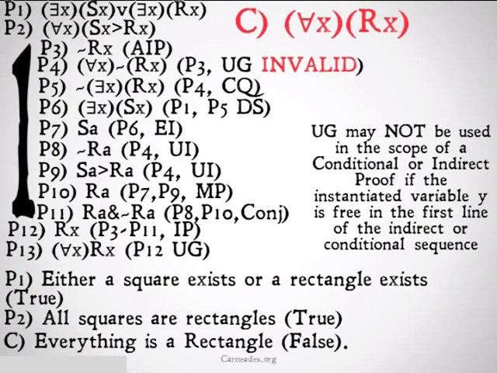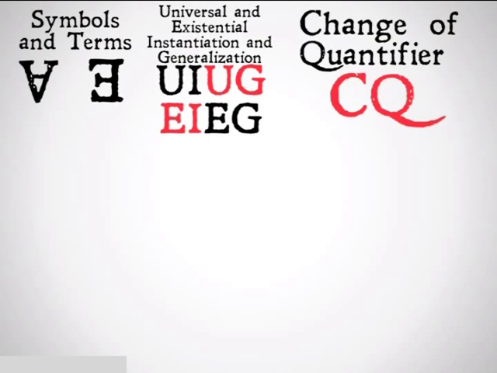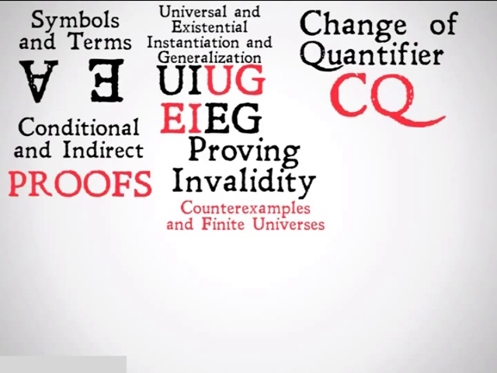Hopefully that makes sense. There's going to be one more caveat we're going to add on to universal generalization in a future video, but for now, put that into your brain, practice with some conditional and indirect proofs, and that was conditional and indirect proof.